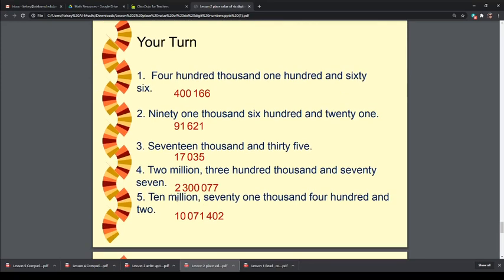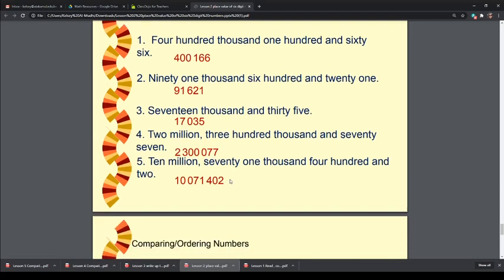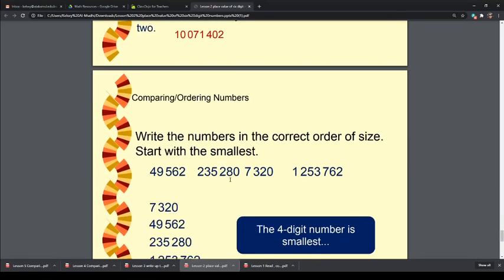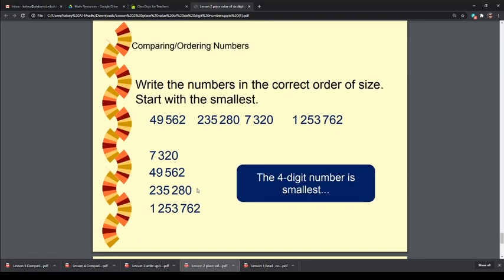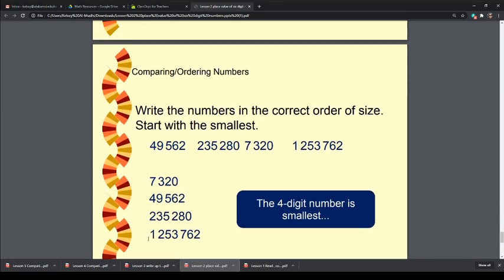So here's just some practice that we did during class. We had the numbers written out in word form, and they had to write them in standard form. Write the numbers in the correct order of size, starting with the smallest. So obviously you look here, and the 4-digit one is the smallest. So you have these numbers again written here, smallest to largest. Please don't forget your commas.